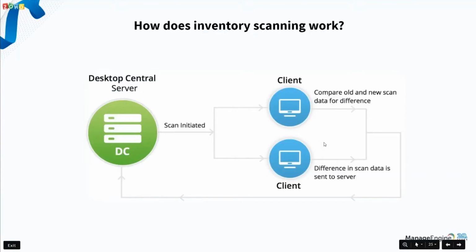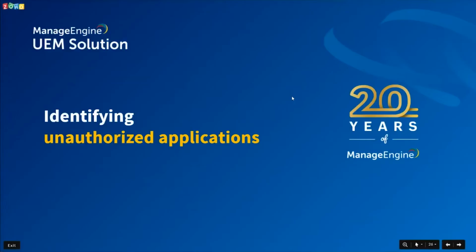As I mentioned, this slide shows the same thing. You install the agent, you get a full scan on the first scan, and after that, it will be a periodical differential scan. Now, how do I identify unauthorized applications in my network?